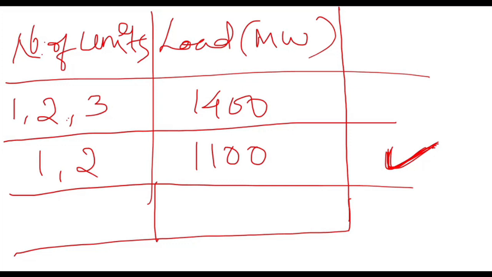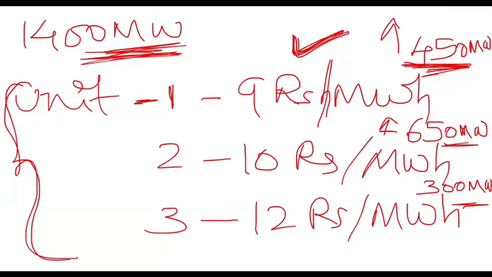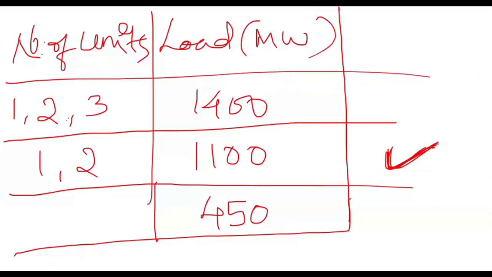If the load decreases further, let us take 450 megawatt. Then if you look at the preference order, our first unit generates 450 megawatt, so the maximum capacity of the first unit is 450 megawatt. So here unit 1 is sufficient to meet the load demand.